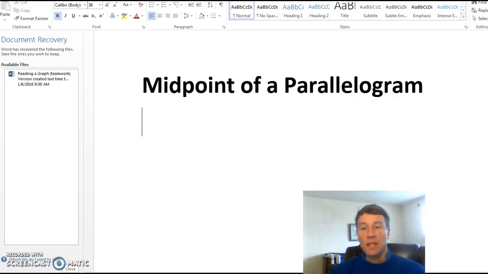This video clip explains how to find the midpoint of a parallelogram. One way would be to use GeoGebra. You can use graph paper. You don't need either, but let me show you how to do it on GeoGebra first.